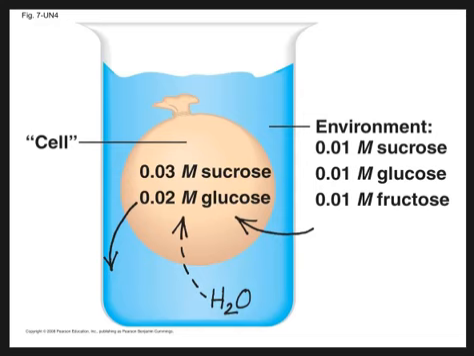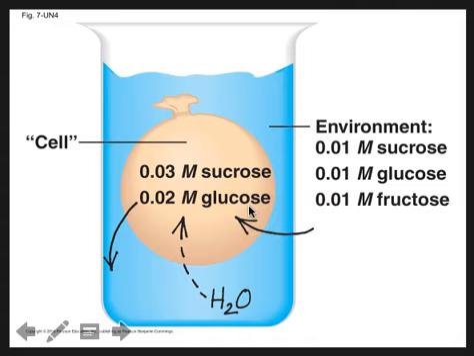Okay, here are your answers. The concentration of sucrose is greater inside than outside. Because sucrose can't move, what's the water going to do? It's going to move in relationship to sucrose. But that might not be the whole story. Look at glucose. Glucose has 0.02 inside and 0.01 outside, so glucose is going to move out of the cell. There is no fructose currently in the cell. It's out here, so the fructose is going to move in.